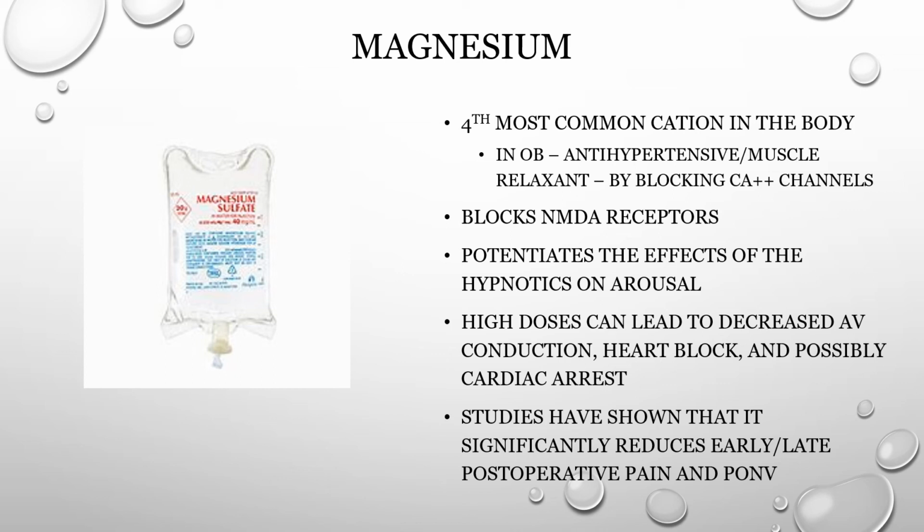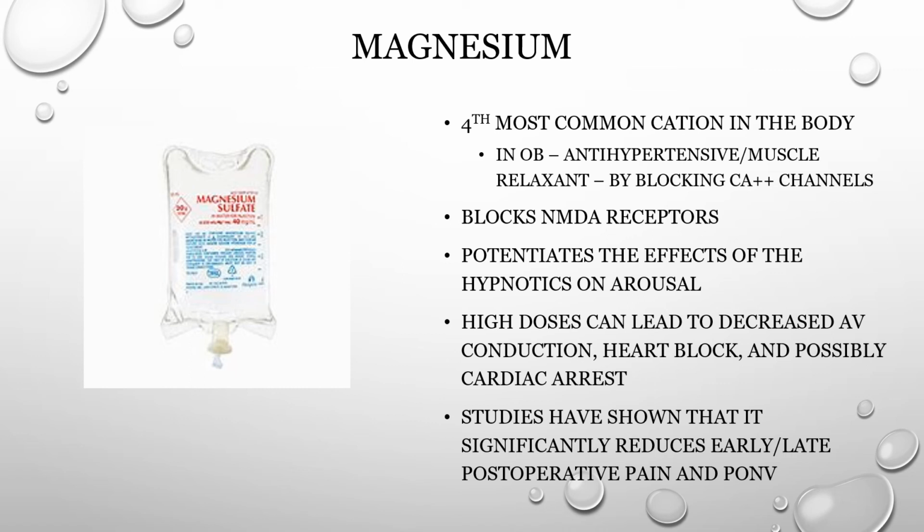Magnesium, the fourth most common cation in the body, plays a critical role in numerous physiological processes. In obstetrical anesthesia care, magnesium is used as an antihypertensive and a muscle relaxant to treat preeclampsia. Several of these therapeutic effects are mediated through its blockade of calcium channels. In addition, magnesium blocks NMDA receptors. Because of its inhibitory effects at glutamatergic synapses, a magnesium infusion can be used as an adjunct to reduce the dose of antinociceptive agents being administered as part of a multimodal general anesthesia regimen.